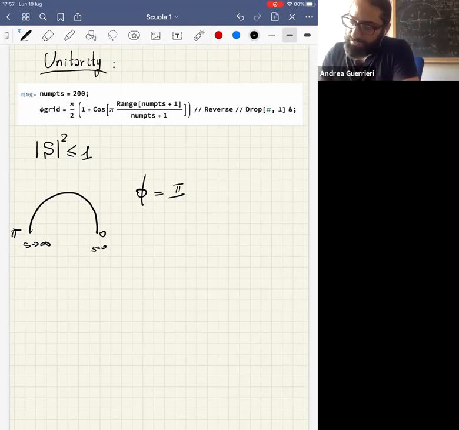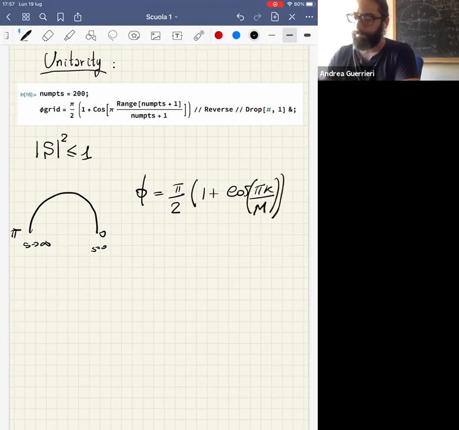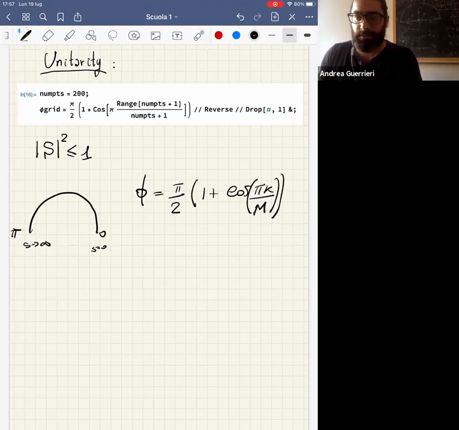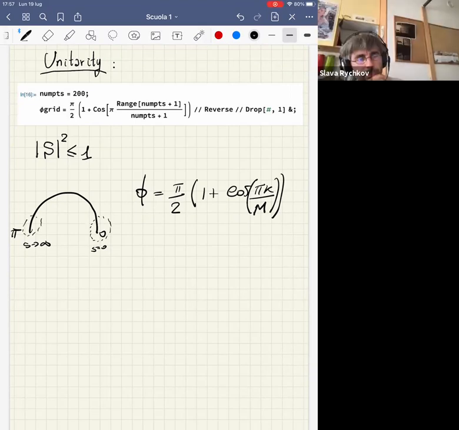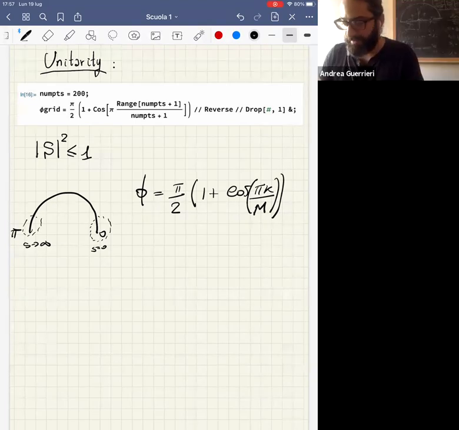Okay, a convenient choice is this map here, pi over 2, 1 plus cos of pi k divided by some big M. This choice just puts a lot of points around s equal to 0 and s equal to pi. It's some natural basis somehow. And on this grid of points, which can be arbitrary, right? I mean, this is just our choice.